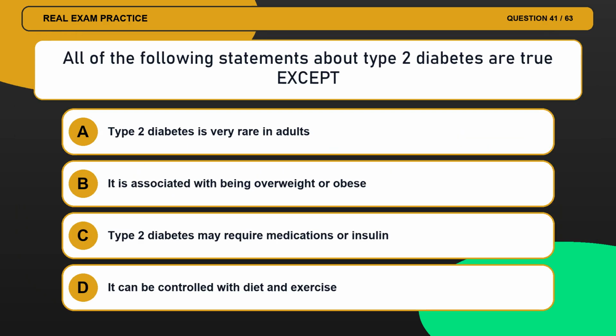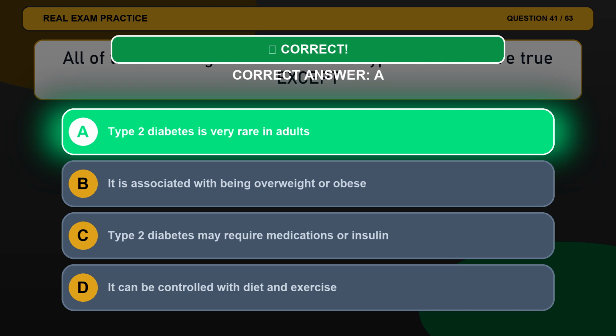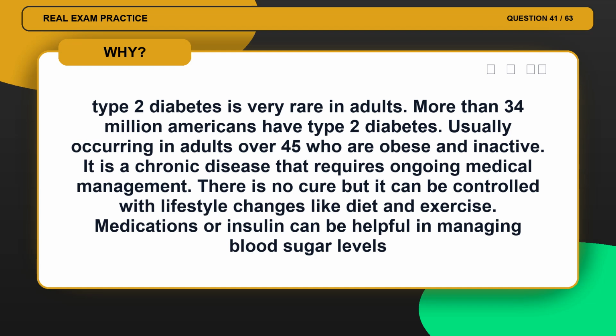Question 41. All of the following statements about type 2 diabetes are true except option A, type 2 diabetes is very rare in adults, option B, it is associated with being overweight or obese, option C, type 2 diabetes may require medications or insulin, option D, it can be controlled with diet and exercise. The correct answer is option A, type 2 diabetes is very rare in adults. More than 34 million Americans have type 2 diabetes, usually occurring in adults over 45 who are obese and inactive.